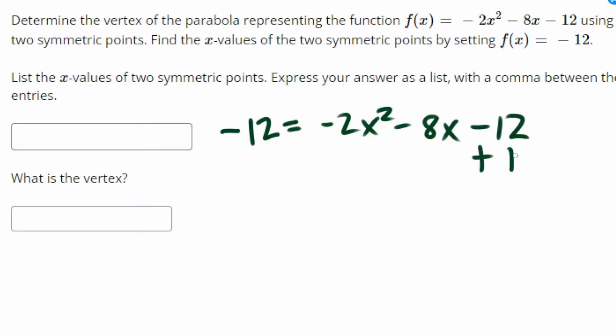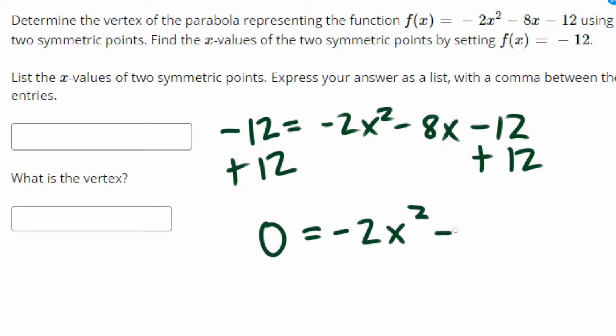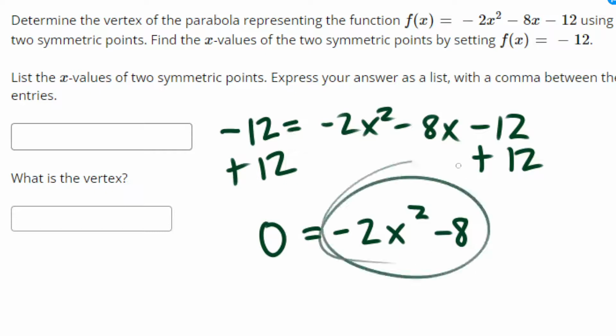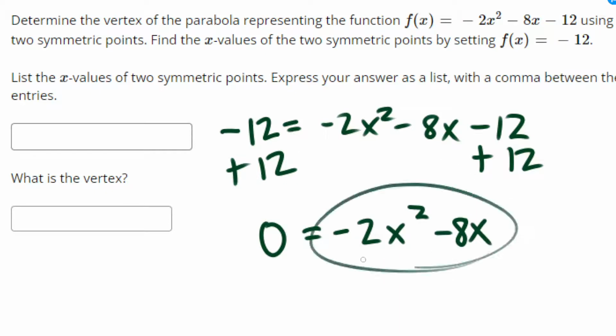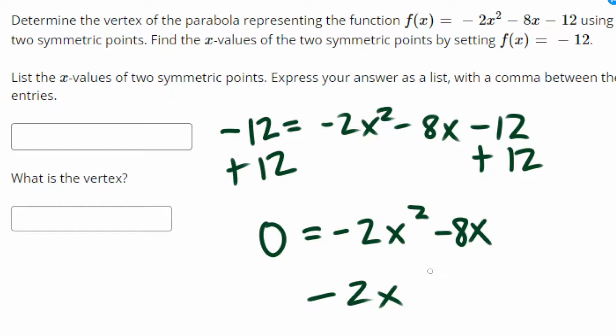So I'm going to add 12 to both sides. Or you could add 12 from this side. And that basically gets you 0 is equal to negative 2x squared minus 8x. And we can factor a 2x out of this. So negative 2x times x minus 4.